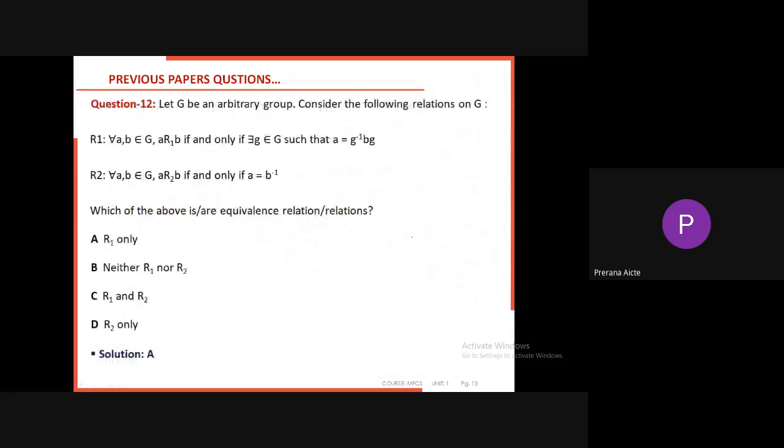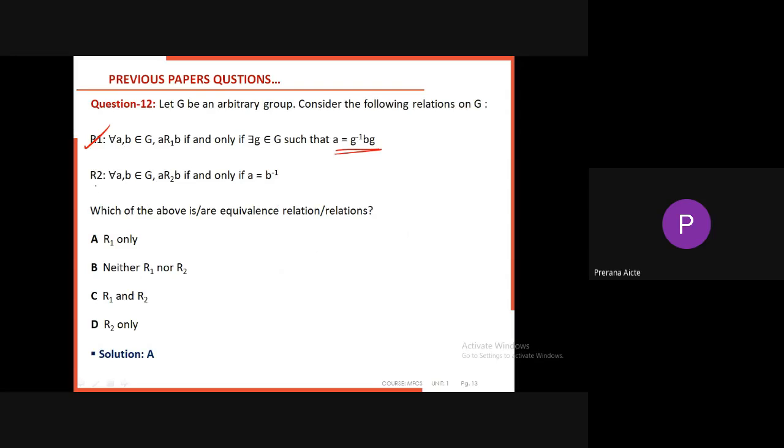So next one, let G be an arbitrary group. Consider the following relations on the group. So first relation R1 is given by, for all a, b belongs to G, a is related to b in such a way that there exists g belongs to G such that a is equal to g inverse b g. Okay, this is the relation given.